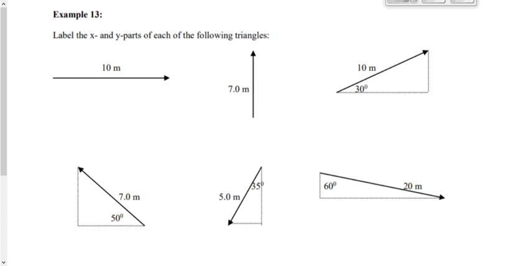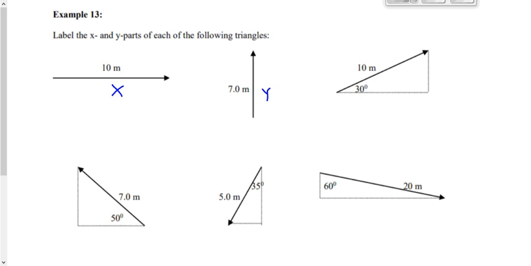So we're going to look at the first example that's in your notes on this, example number 13, and not try to determine what the values of x and y components are, but just simply label the x and y components. First of all, in the first question, that 10 meters, whatever the number is, that is x component. Remember, anything horizontal was x, anything vertical was y. So there is no y component for the first one. There is no x component for the second one.